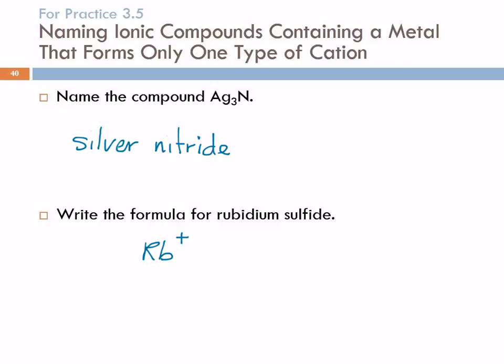Sulfide means which element? Sulfur. And what's the charge on sulfur? 2 minus as an ion. So how do we put those two together? We can crisscross, and we get Rb2S. So this becomes that subscript. The unwritten 1 becomes an unwritten 1 over there. That's the formula for rubidium sulfide. Any questions?